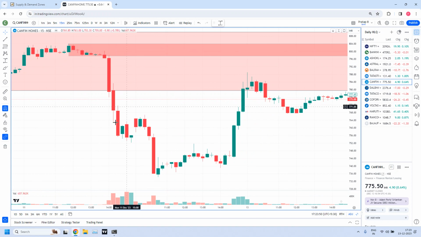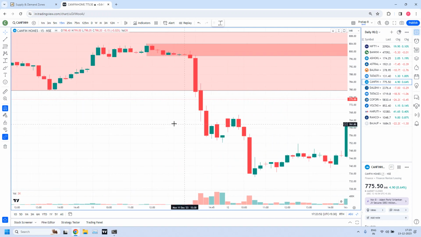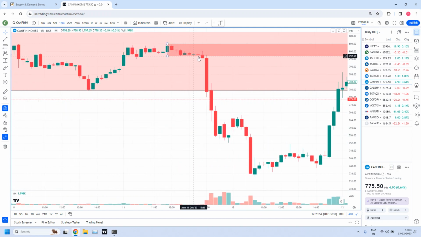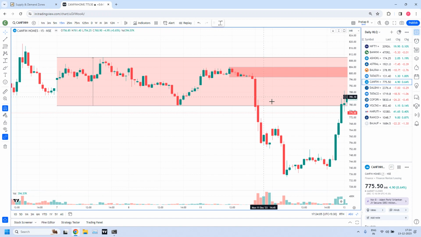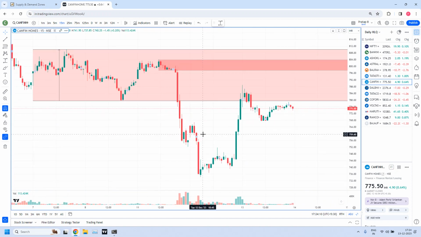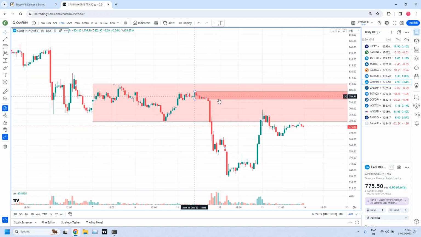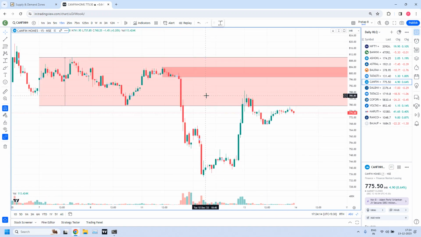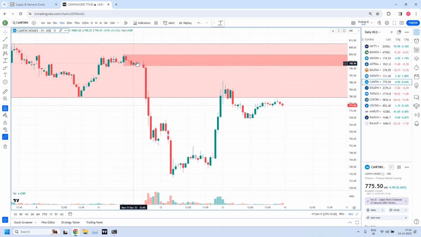See the structure of this zone. The structure is not at all good. All these base candles. We have a rally candle, then 1, 2, 3, 4, 5, 6, 7, 8. So when you have such a structure, what is our prediction? Definitely this zone will be violated. This is a 75-minute zone, but it's the real structure we are seeing at 15 minutes.